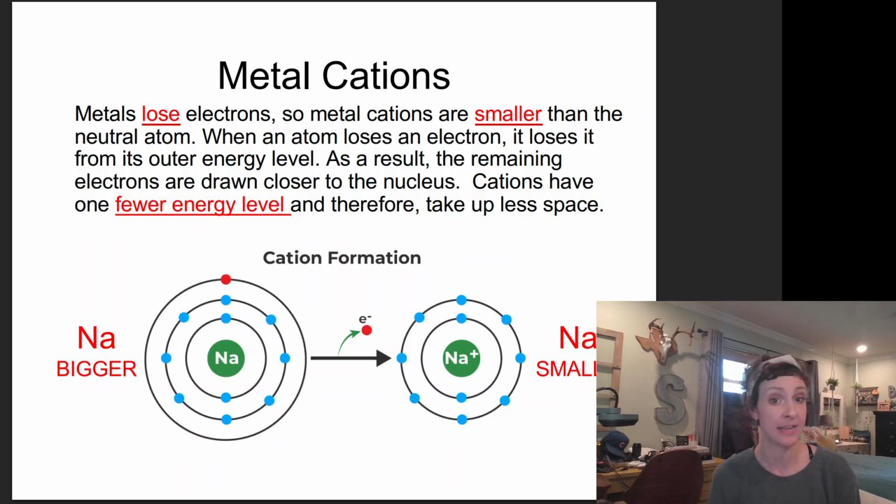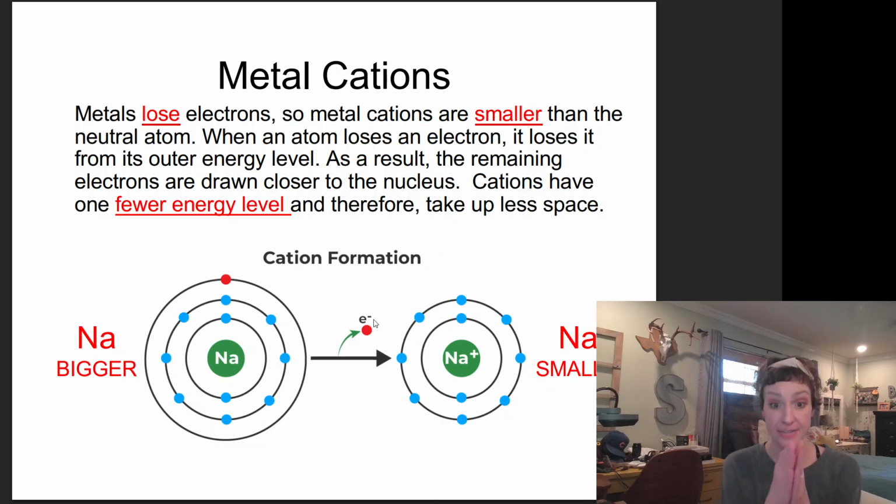As a result, the remaining electrons are drawn closer to the nucleus. So cations have one fewer energy level, and therefore they take up less space. That kind of makes a lot of sense. If I'm comparing the sodium neutral atom to its ion, well, first of all, we know it makes sense for sodium to lose only one electron because he is in the alkali metals, group 1, where they have one valence electron, which means they lose it.